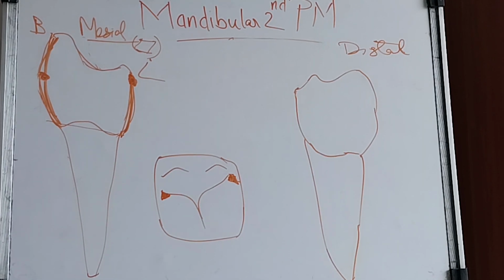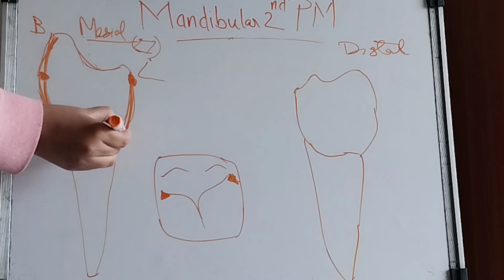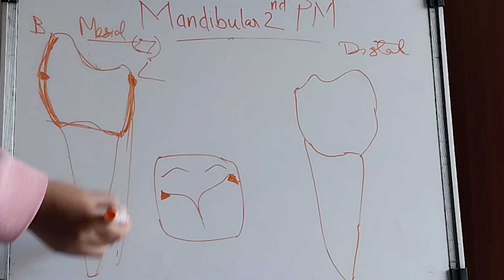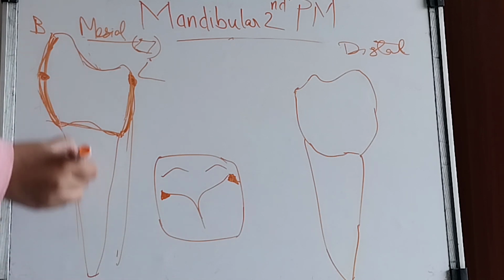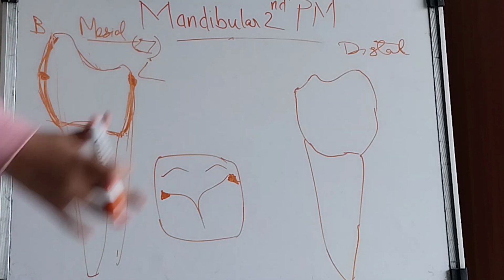A point to be noted is that the lingual outline is out of the confines of the root base. This is the root base, right? And it's outside. If this has to be over here, this is out of the root base.